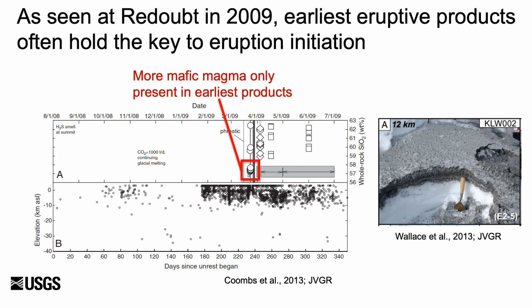As seen at Redoubt Volcano in Alaska in 2009, the earliest eruptive products often hold the key to eruption initiation. Following months of elevated seismicity, gas emissions, and melting of glacial ice, the 2009 eruption consisted of 19 explosions and lava dome growth. The upper panel on the left shows whole rock compositions of pyroclasts and lava throughout the eruption. The earliest sampled material contained low silica andesite, which was absent in later explosions and during the dome growth phase.